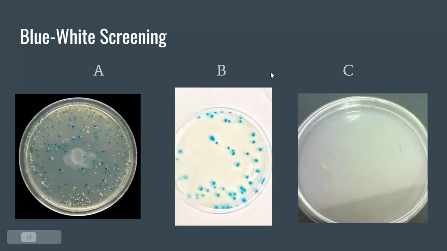not the recombinant version of the plasmid. So B here, we're only seeing blue colonies, and that means we are working with the wild type plasmid. Now C, we're seeing no colonies, which means no bacteria were transformed. And in our little lab setup, this would be the plasmid solution we were working with was just water.